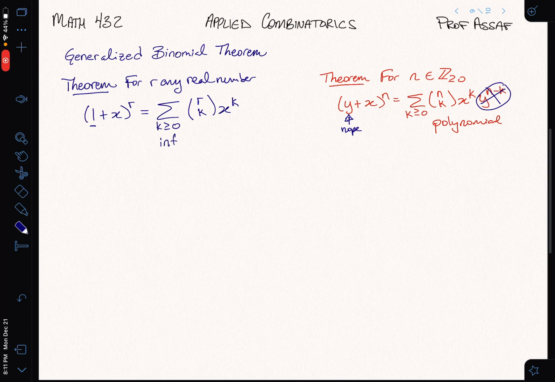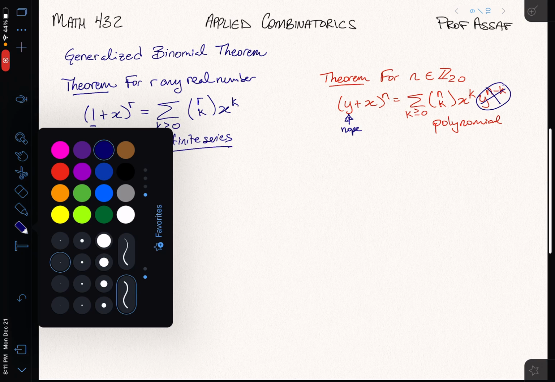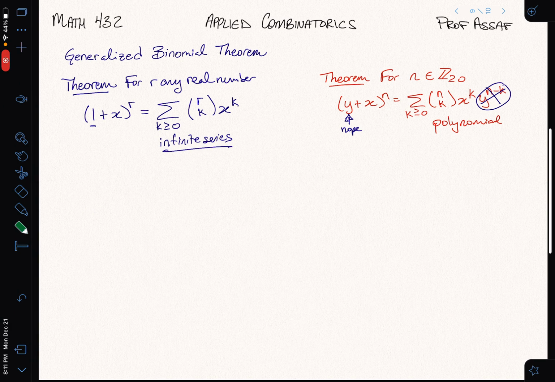This is an infinite series. It really does go on forever. But I'm going to think of it not in terms of the way that we did in Math 126 when we were evaluating power series, because I don't care about issues of convergence. This is just a formal way for me to track these numbers r choose k. So let's do an example to make this a little more concrete. So here's an example.